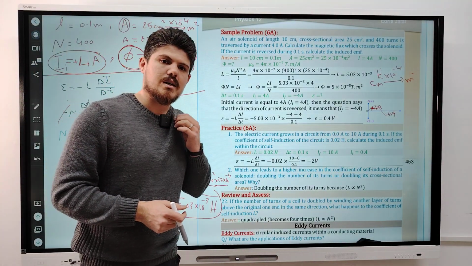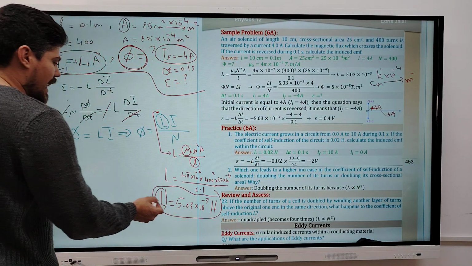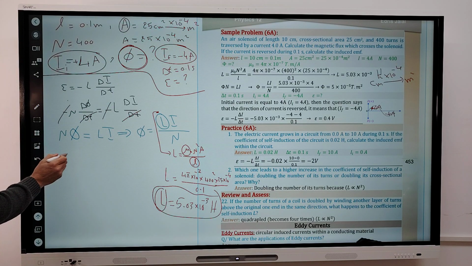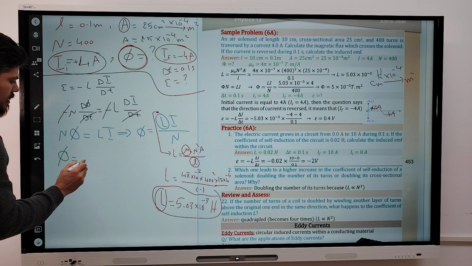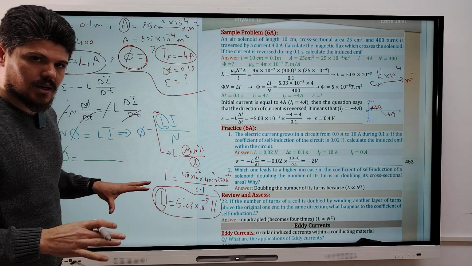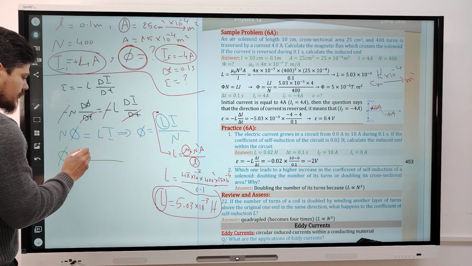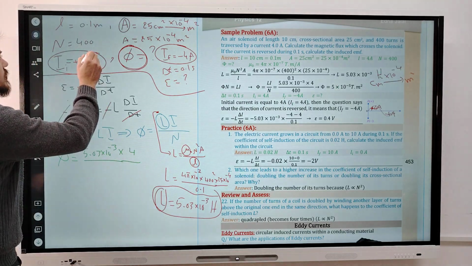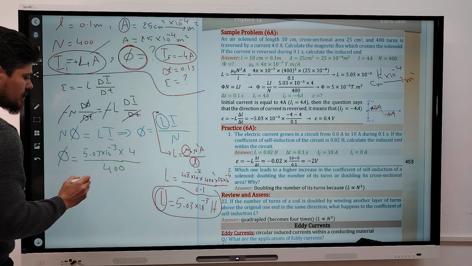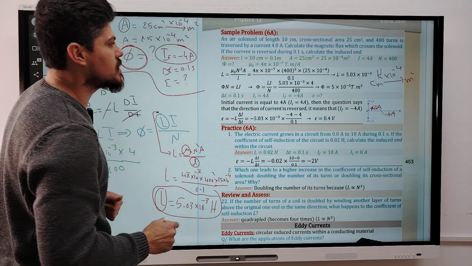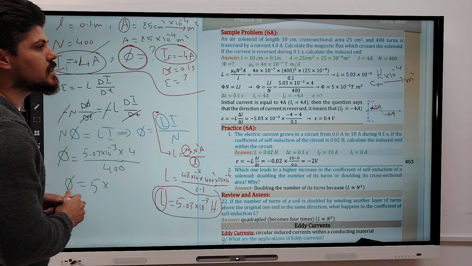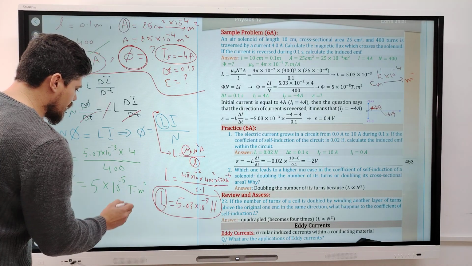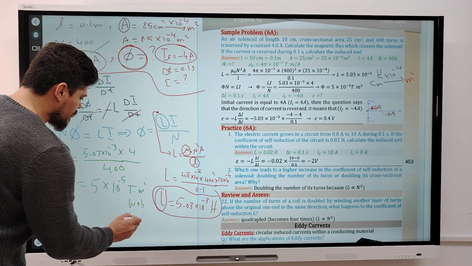But coefficient of self-inductance is a capital L. After finding the coefficient of self-inductance, you can find the magnitude of flux. The magnitude of the flux is equal to what? L. We didn't have L, but we found it: 5.03 times 10 power negative 3 times the magnitude of the current, which was given as 4 ampere, divided by 400. Flux is equal to 5 times 10 power negative 5 Tesla meter square or Weber or volt second.